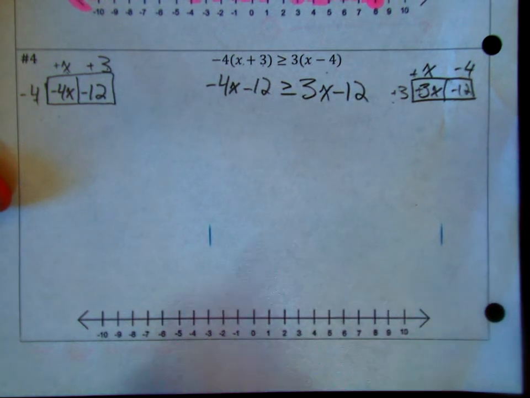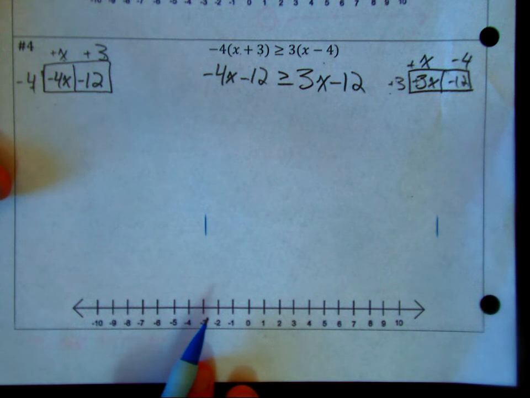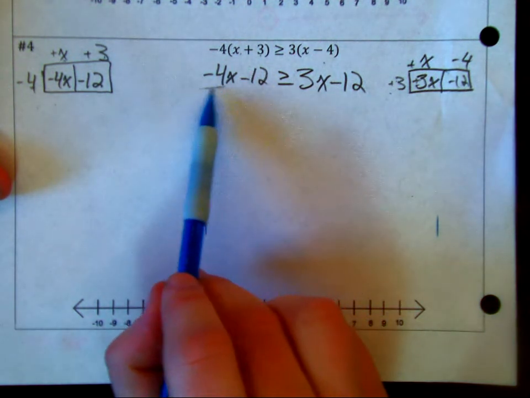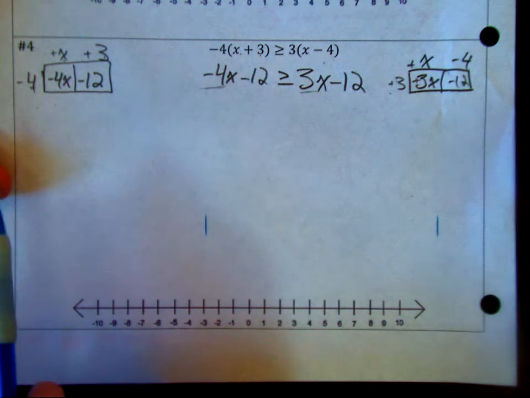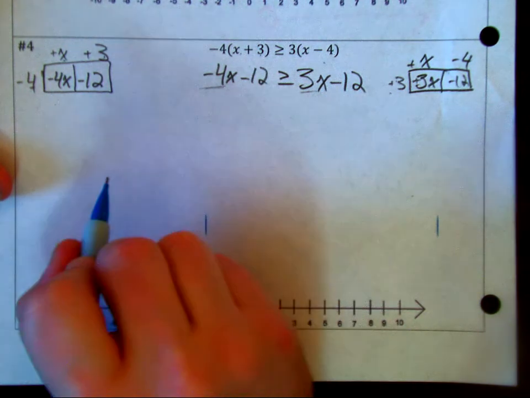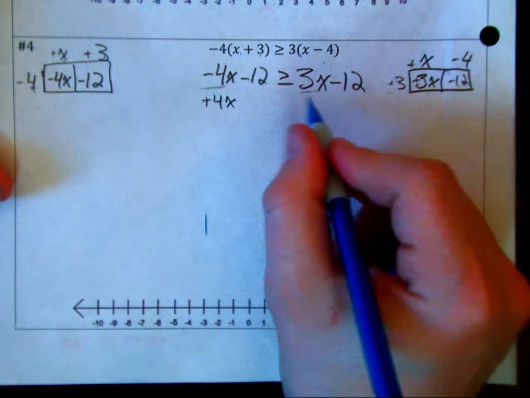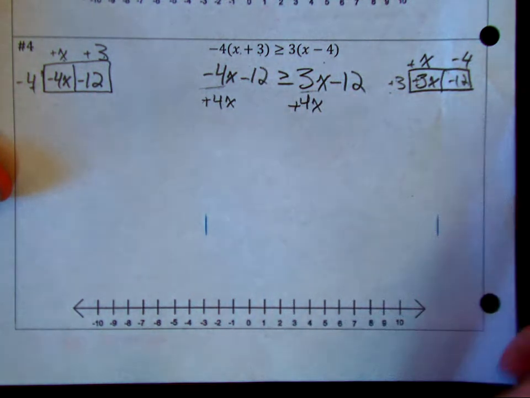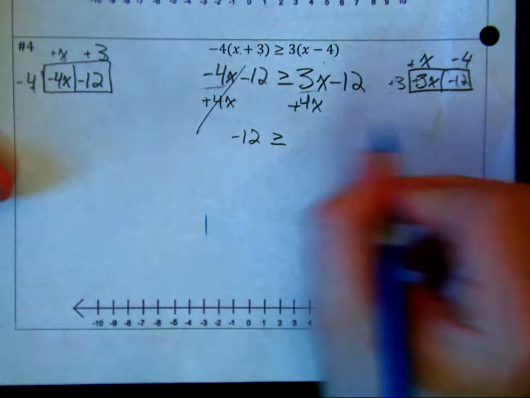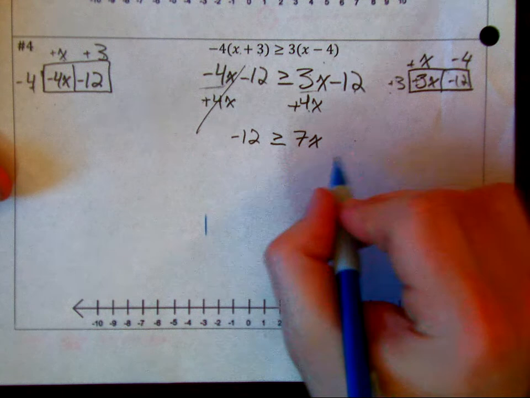So again, since I have my distributive property done, what can we do now? We want to get all the x's to one side. Which coefficient is lower? -4 or positive 3? -4 is lower. So that's the one we're going to add the opposite to both sides. And so we have plus 4x to both sides. On the left, it cancels out. Everything else comes down. So we have 3x plus 4x is 7x. And then we have the minus 12.